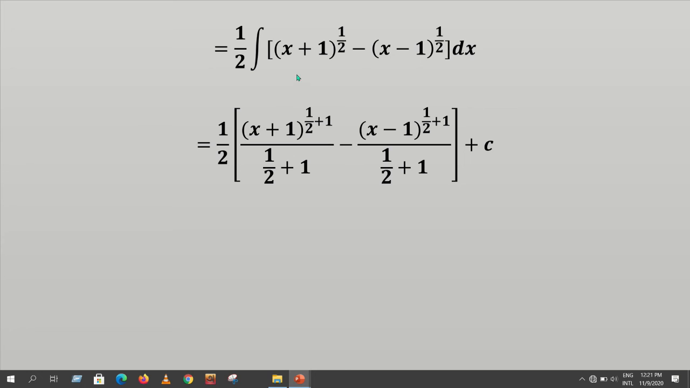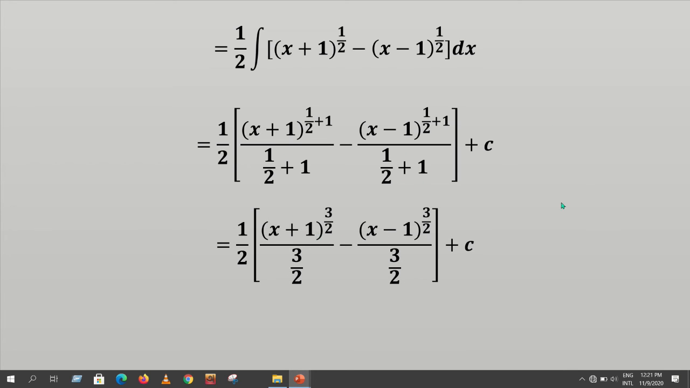But the integral of x to the power n is x to the power n plus 1 divided by n plus 1, where n is 1 by 2. Here also, for x minus 1, (x minus 1) to the power half plus 1 divided by half plus 1, plus c. Now calculate, and we get finally this, because here 1 divided by 3 by 2 is common. By calculating this, we will get 1 by 3 and this part will be the same. This is the required answer.